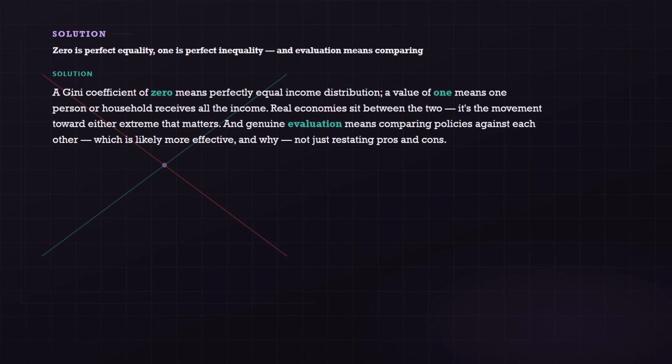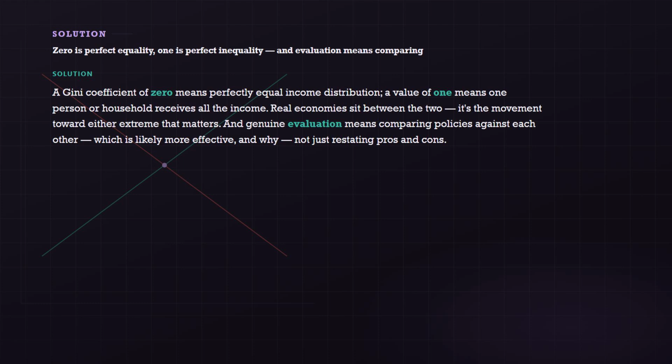Here is the solution. A Gini coefficient of 0 means perfectly equal income distribution. Every person or household receives an identical share. A value of 1 means perfect inequality. A single person or household receives all the income and everyone else receives none. Real economies always sit somewhere between the 2 extremes, and it's the movement toward 0 or toward 1 over time that actually matters for judging whether inequality is rising or falling.